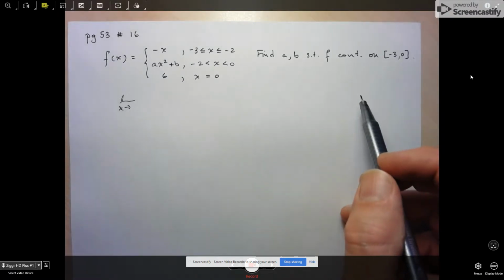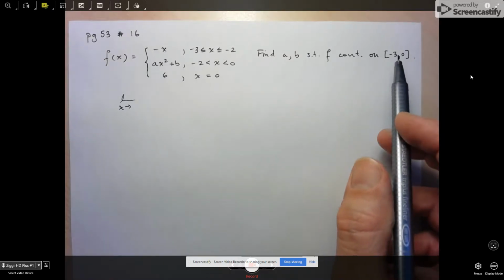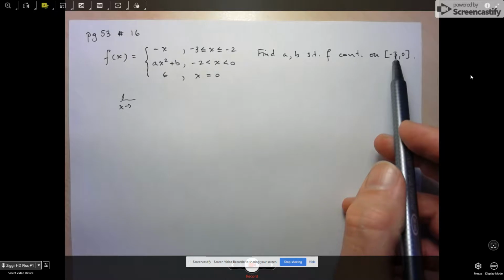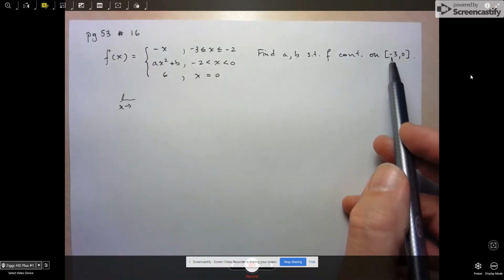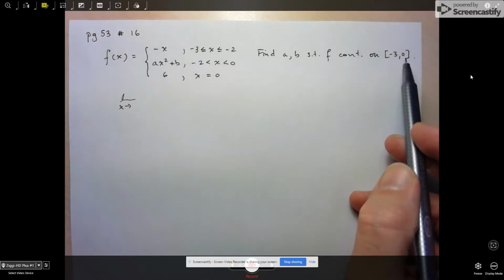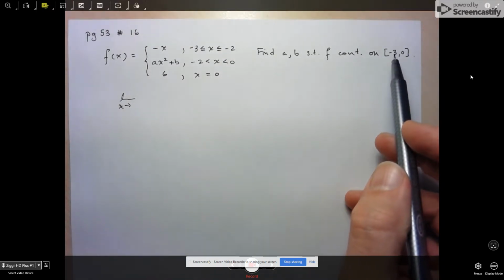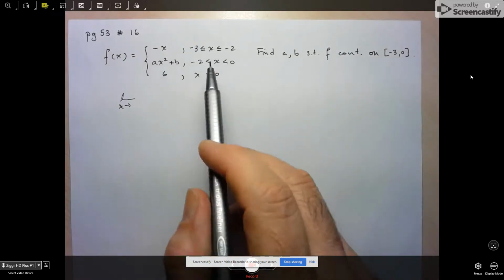Now I just want to remind you that when we're talking about continuity at these endpoints of -3 and 0, it's assumed that we're talking about one-sided continuity. So from -3, we can only approach it from the right, and 0, we can only approach it from the left. All right, so we're going to use the definition of continuity to be able to solve this problem.